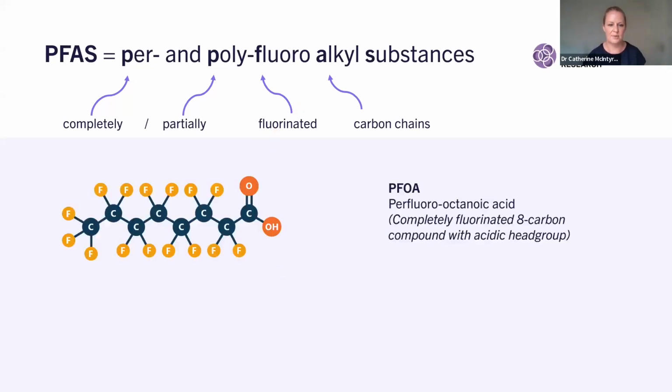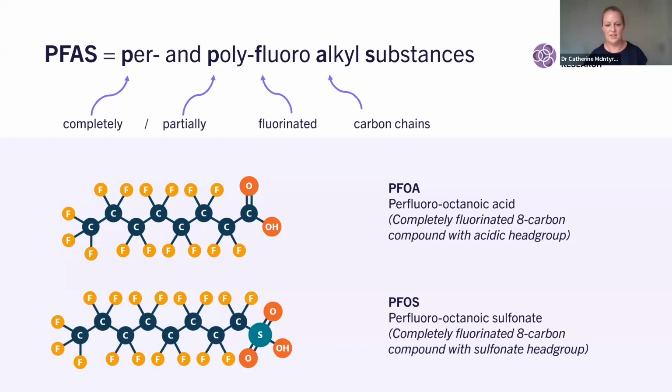So let's look at examples. PFOA is the most commonly known PFAS compound. PFOA stands for perfluoro, so completely fluorinated, octanoic, 8 carbons in the chain, and acid refers to the head group there. So it's a completely fluorinated 8 carbon compound with acidic head group. Similarly, PFOS is a perfluoro, completely fluorinated, octane, 8 carbons. Sulfonate refers to the head group there. So these are the two most common and the two most regulated PFAS compounds. And that just shows you where that naming convention comes from.